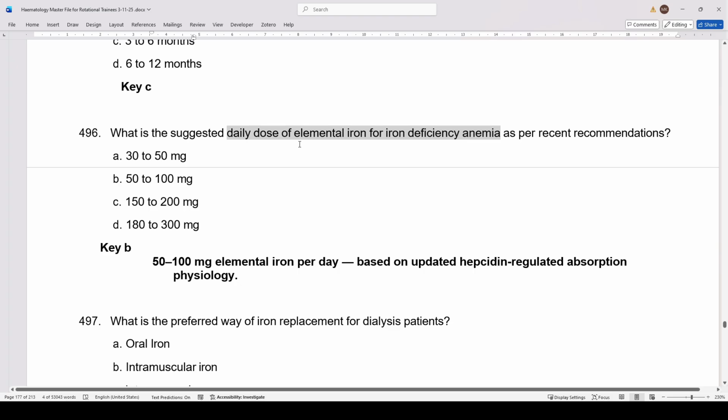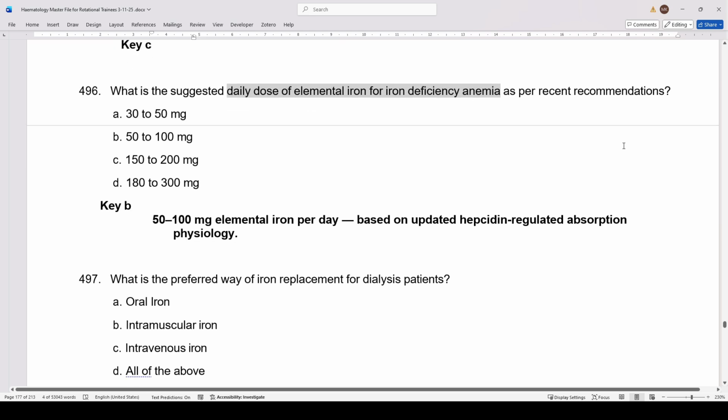What is the suggested daily dose of elemental iron? Now I have explained elemental iron to you, so you should know elemental iron is the true dose of iron which is absorbed, and our body will use it. Other is the salt. As per the recent recommendation, the dose is 50 to 100 milligrams, and the maximum dose is 200 milligrams. Before, we had to use 150 to 200 milligrams.